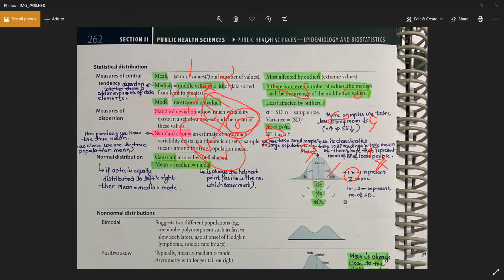So first you need to arrange the data in ascending sequence, and then choose the middle value. And then finally comes the mode. The most common value in a certain data set is known as the mode.